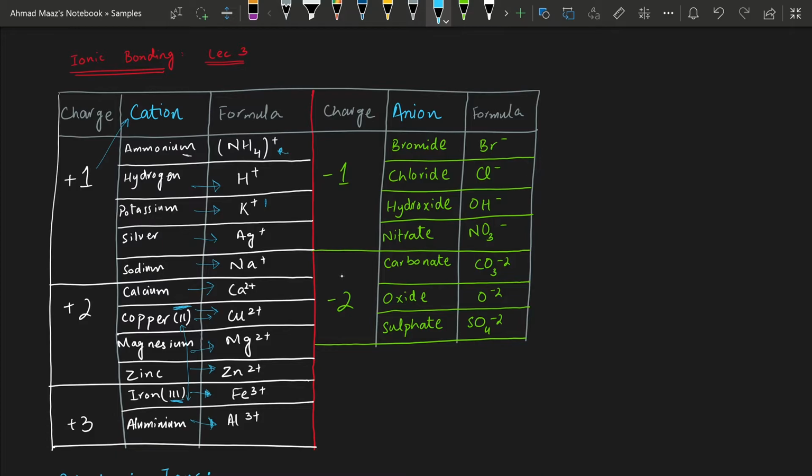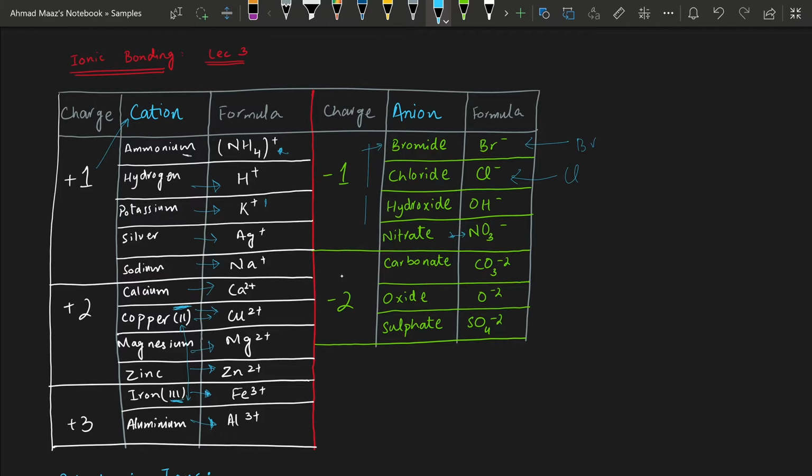Now let's talk about anions. We're discussing the anions with a charge of -1 first. Bromide ion is formed when a bromine atom gains 1 electron. Chloride ion, when a chlorine atom gains 1 electron. Hydroxide ion is usually formed during some chemical reactions involving alkalis, etc. And nitrate ion is NO3 negative. We'll study these groups of atoms very soon. What are these? Do not worry about it, you'll soon know.